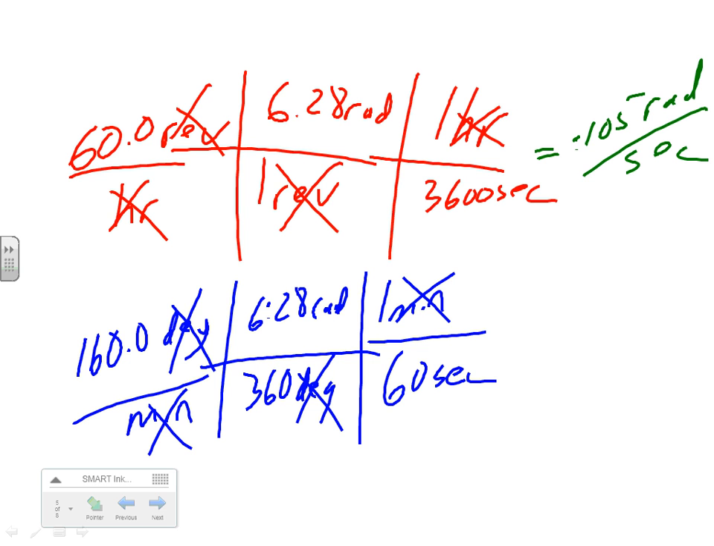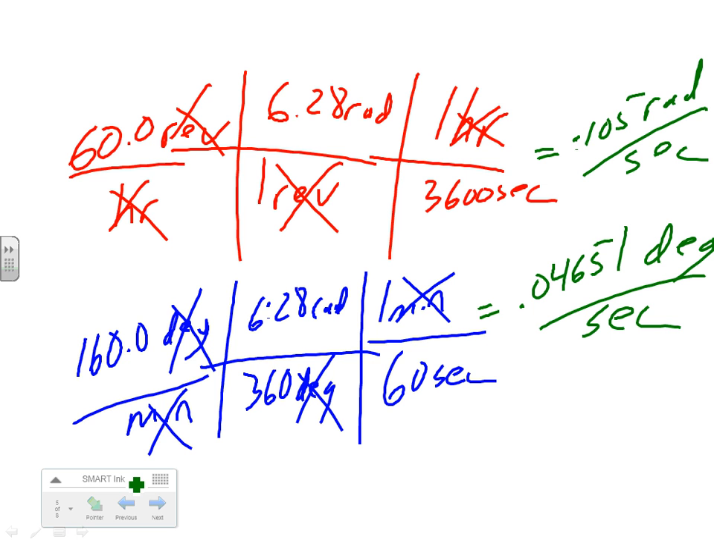Now let's do the math on this. So let's go 160 times 6.28. Let's divide that by 360, and let's divide it again by 60. So we end up with, we need 4 significant digits on this problem, 0.0465. And again, that is in radians per second.